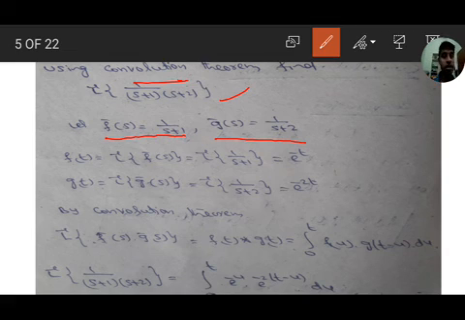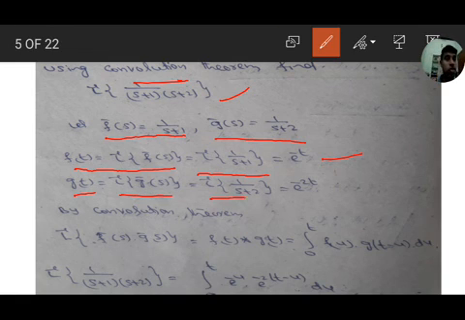f(t) means L inverse of f bar(s), that is L inverse of 1/(s+1), equal to e^(-t). And g(t) means L inverse of g bar(s), L inverse of 1/(s+2), equal to e^(-2t). Formula: L inverse of 1/(s+a).